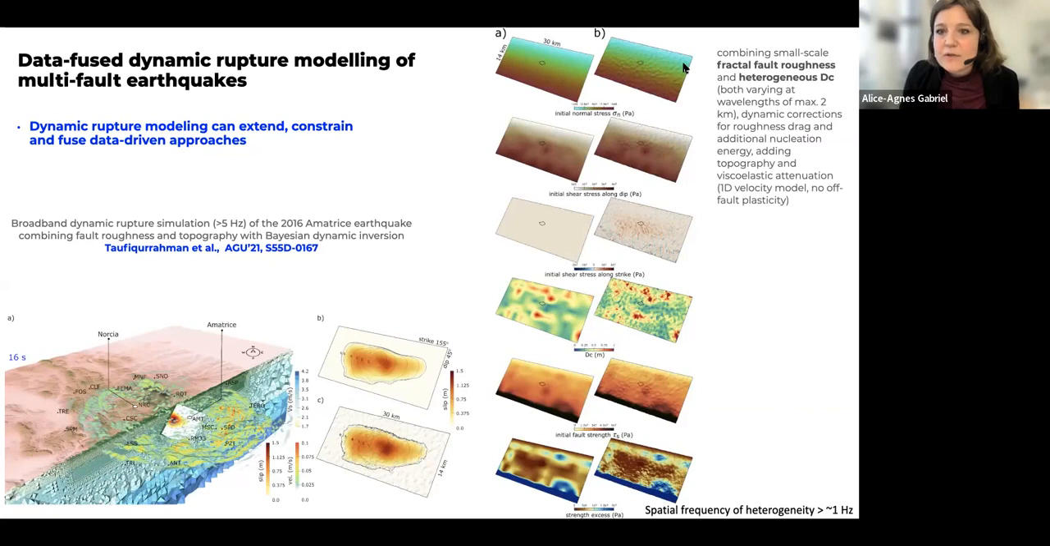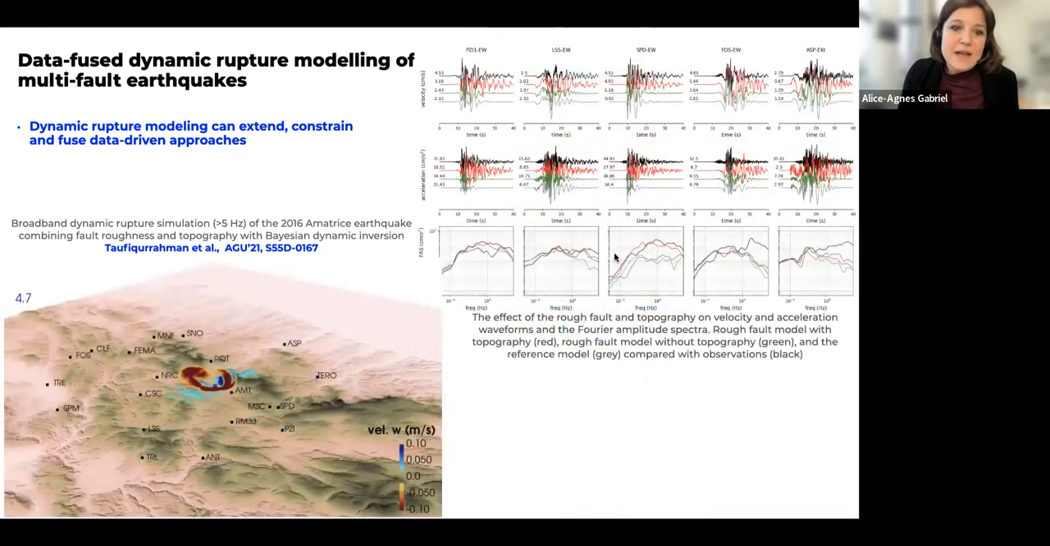We're also introducing heterogeneous D sub C, so heterogeneous fracture energy. We dynamically correct for the additional roughness drag that this kind of deviation from planarity poses for dynamic rupture simulation, and add a little bit of additional nucleation energy at the hypocenter. We're also adding topography and viscoelastic attenuation. What we're seeing is a nice approach of adding these additional complexities bit by bit and trying to match the high frequency part of the seismic wave field.